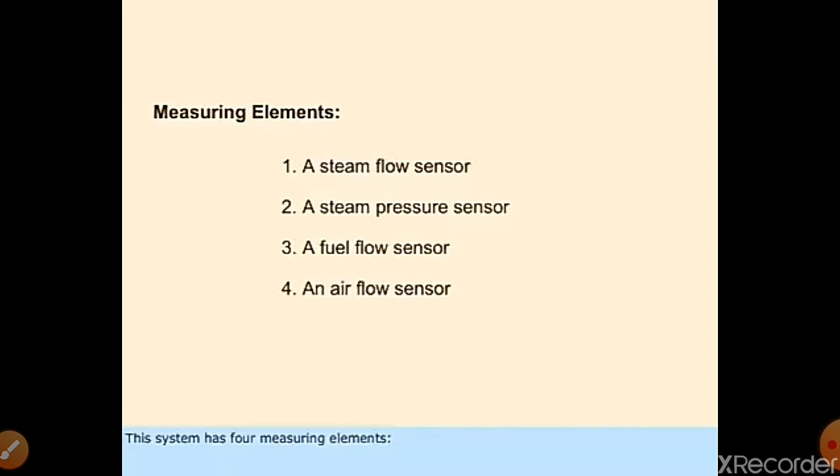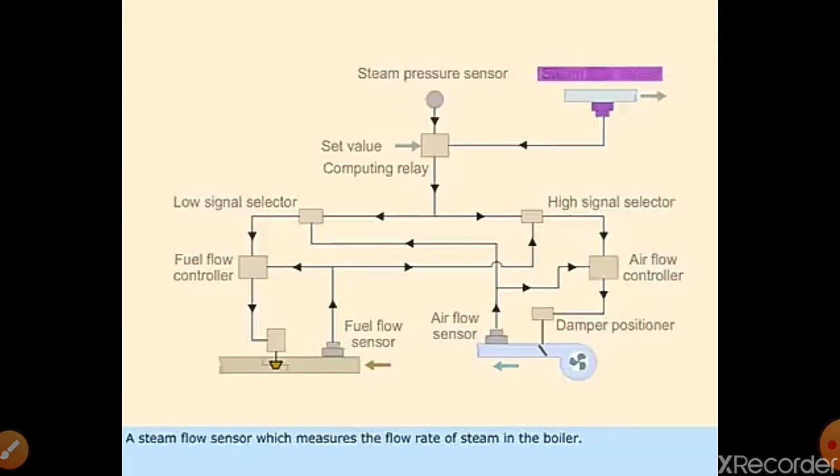It basically consists of four major elements: a steam flow sensor, a steam pressure sensor, a fuel flow sensor, and an airflow sensor. The steam flow sensor measures the flow rate of steam in the boiler, the fuel flow sensor senses the fuel flow used in the boiler, and the airflow sensor measures the flow of air coming from the dampers in the boiler.